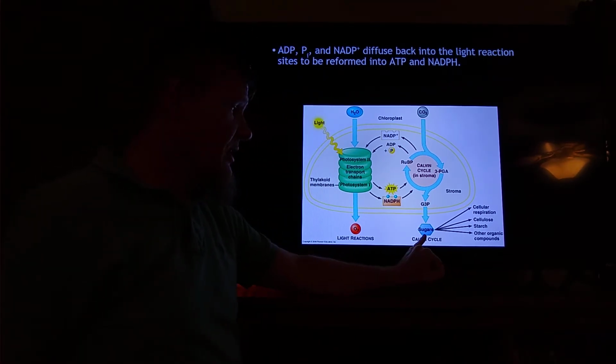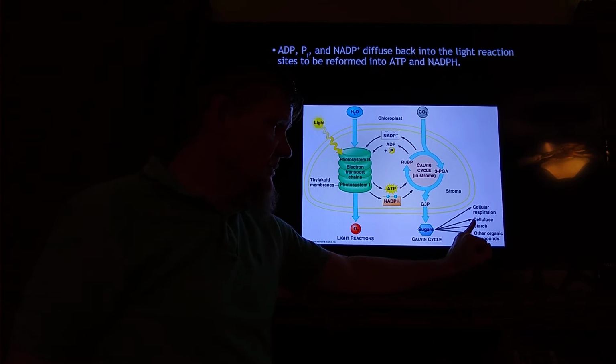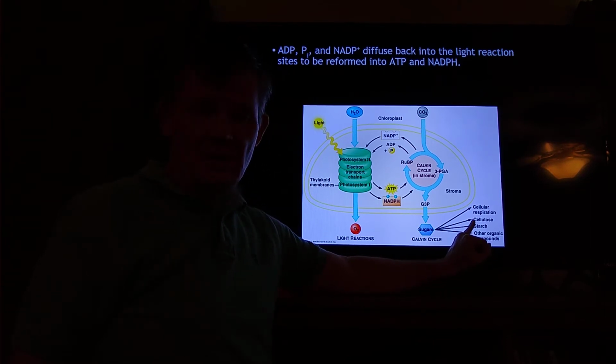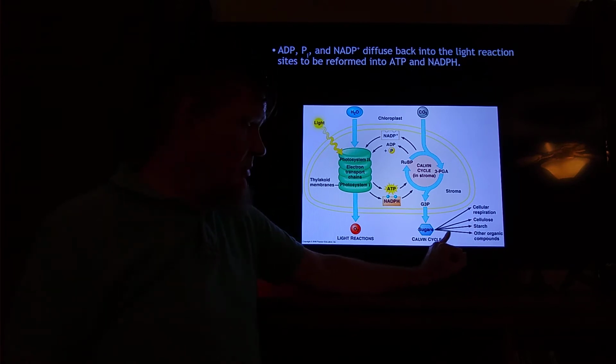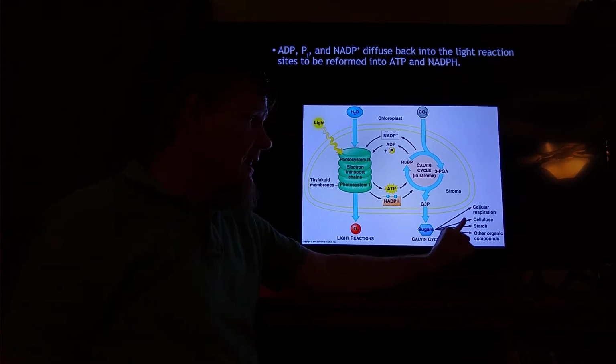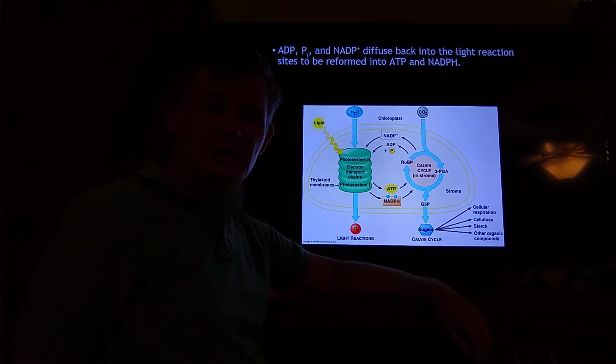The plants will then use those sugars to make cellulose, the major component of their cell walls. They'll make starch, which is long-term energy storage for plants. This is just a big long chain of sugars. They'll use those sugars for cellular respiration.